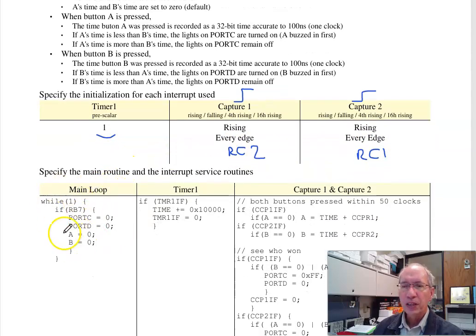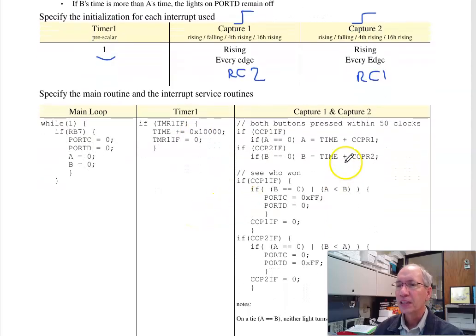And the main loop. If button 7 is pushed, I'm going to clear the lights and also clear my timers. I've got timer 1 running in the background. That's the time of the event. As long as the game lasts more than 6.5 milliseconds, I need a 32-bit timer. That'll be a 32-bit time. Then, inside the interrupt service routine, if I saw an edge on A, I'll check.